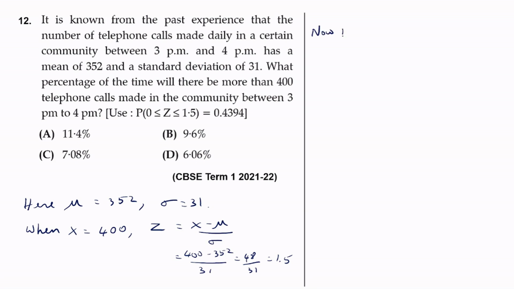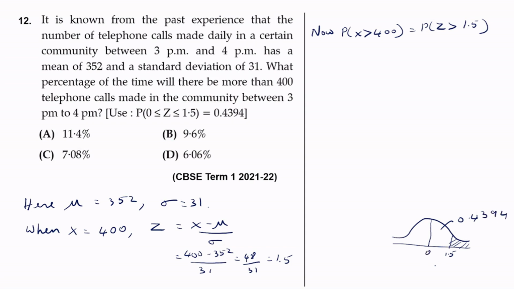Now we have to find probability of X greater than 400. This is probability of Z greater than 1.5. 1.5 is somewhere here. So this is probability of Z greater than 1.5. Here they have given probability of 0 less than or equal to Z less than or equal to 1.5. That is, they have given this area. This area is 0.4394. Now we know that here we have Z equal to 0.